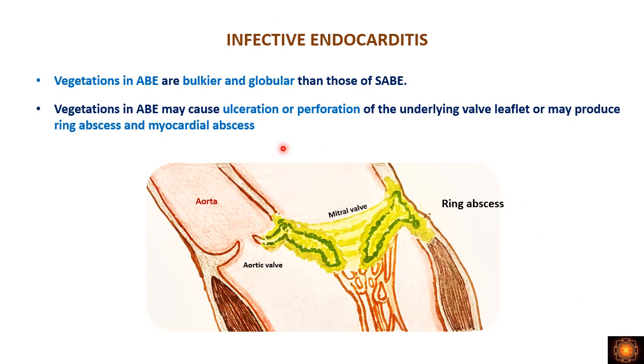When we see the differences, the vegetations in acute bacterial endocarditis are bulkier and globular when compared to subacute bacterial endocarditis. In acute bacterial endocarditis, the infection is severe, so it can ulcerate and perforate the valvular tissue, and it can even produce infection along the annular ring of the mitral valve. So it causes the formation of an abscess, which leads to a ring abscess. Later on, the infection can even spread to the adjacent myocardium, producing a myocardial abscess.